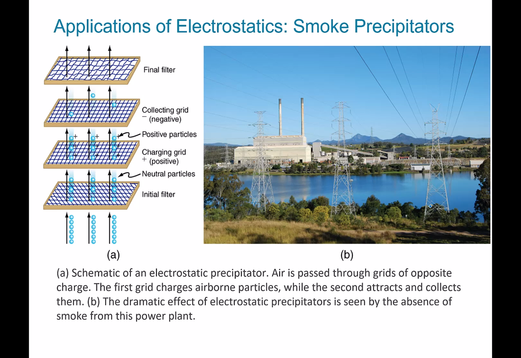Another application of electrostatics is smoke precipitation, and a schematic of this is shown here. As air is passed through grids of opposite charge, the first grid charges airborne particles, while the second attracts and collects them. And this is a plant that shows the dramatic effect of electrostatic precipitators, seen by the absence of smoke from this power plant. So it's a precautionary measure for the environment. In big power plants, these smoke precipitators actually eat up the smoke.